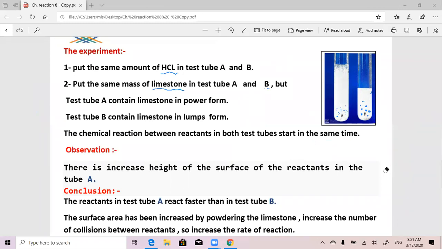Again, to understand the experiment, which explains the effect of surface area on the rate of reaction.